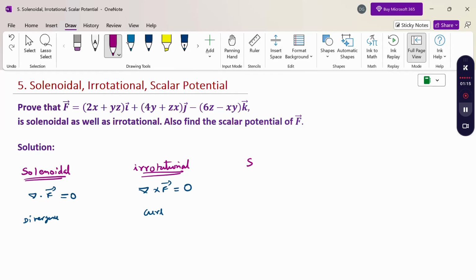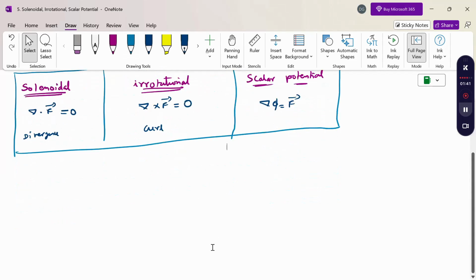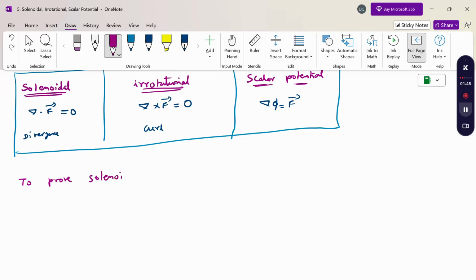And then scalar potential. Scalar potential is nothing but del phi equal to f vector. So this is our task, to prove these three parts. Now first, to prove that f vector is solenoidal.